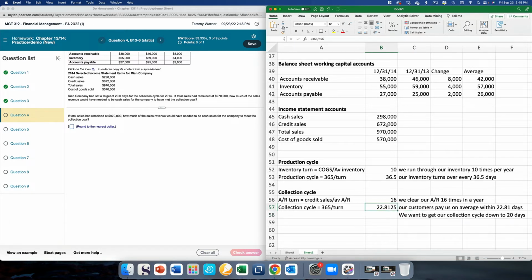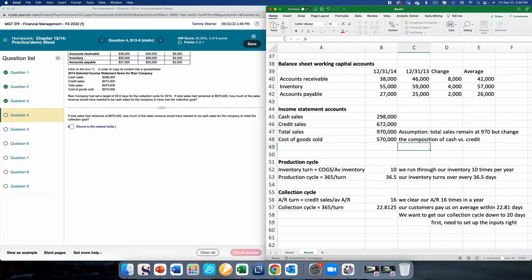All right, so the key to this, super, super important, all right? You need to set up the inputs. Okay, remember I said that when you have assumptions, you want to have the assumptions separate from your calculations? Right, so these are some assumptions. And the assumptions are that your total sales are going to remain at 970, but you can change the combination of credit and cash sales.